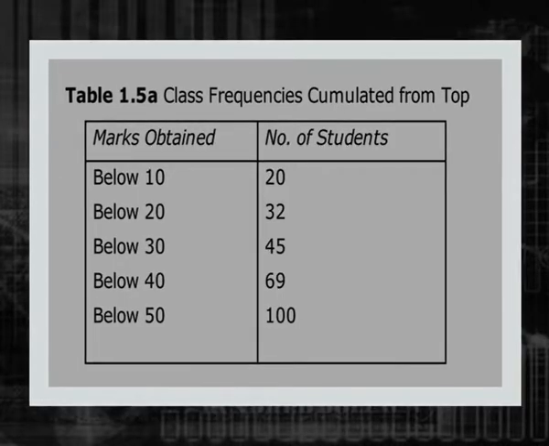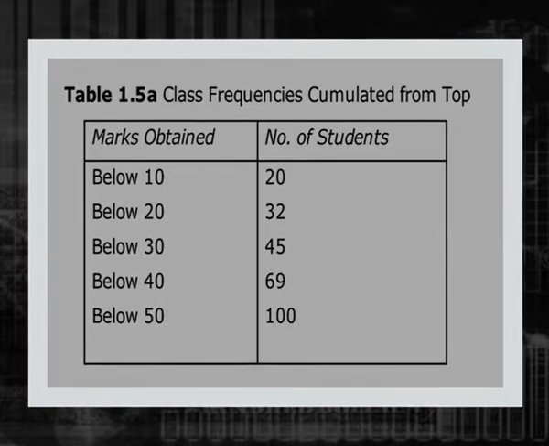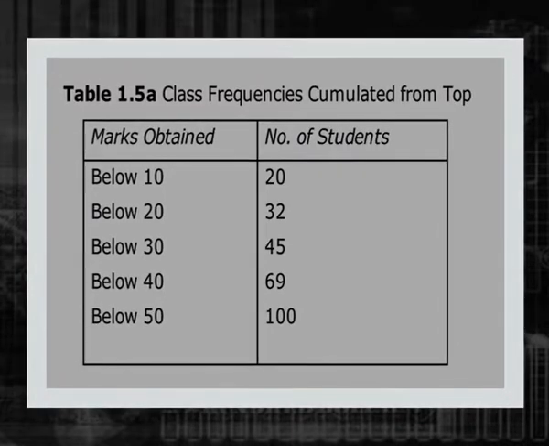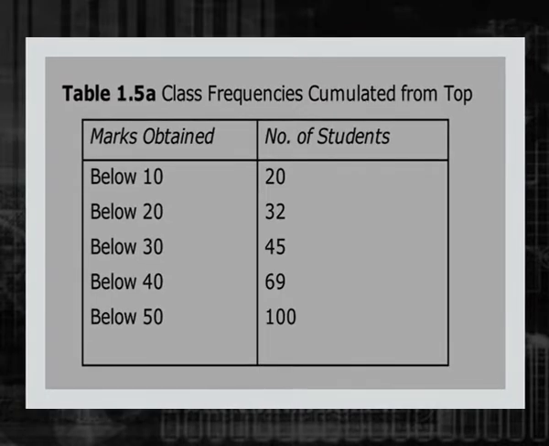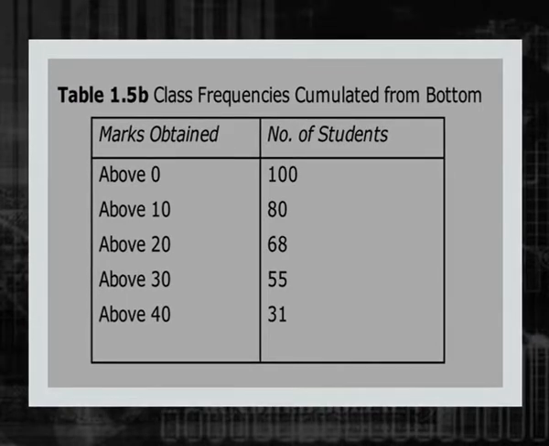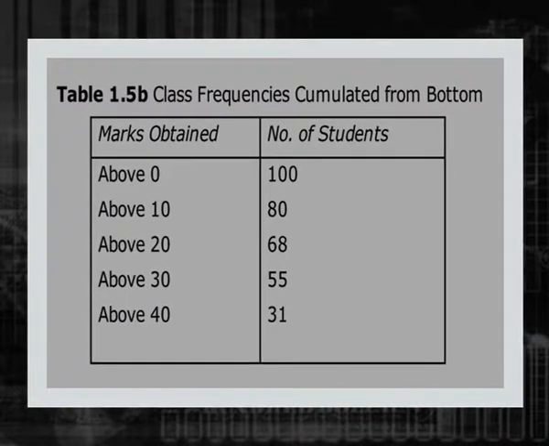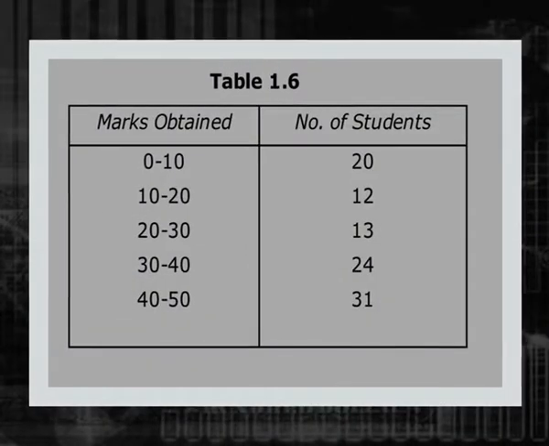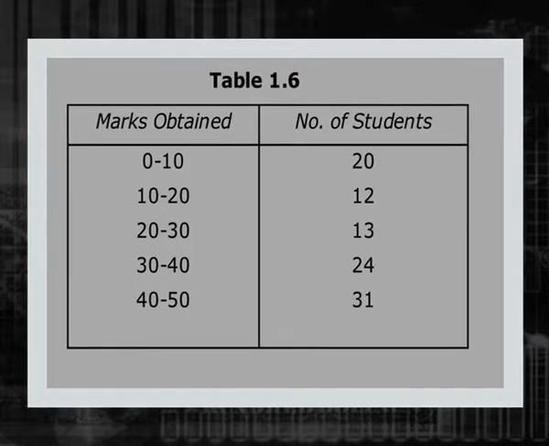Table 1.5a gives us the class frequencies cumulated from top, Table 1.5b gives us the class frequencies cumulated from bottom. The above statistical data may be converted into usual type of class intervals. And individual class frequencies can be presented as follows. Table 1.6 shows this.